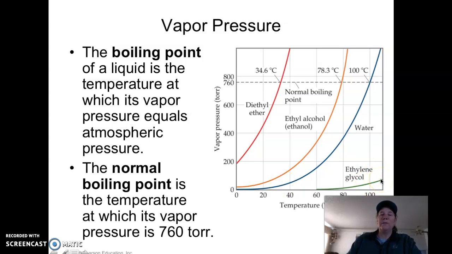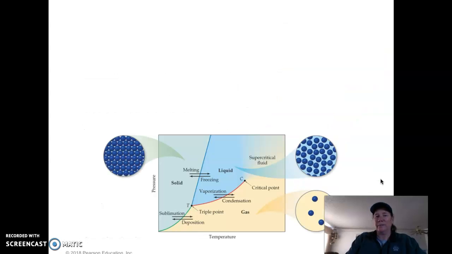So normal boiling point is the temperature at which vapor pressure is 760 torr. If you remember, 760 torr is 1 atmosphere. It is 101 point whatever kilopascals, but that's one standard right there, okay?